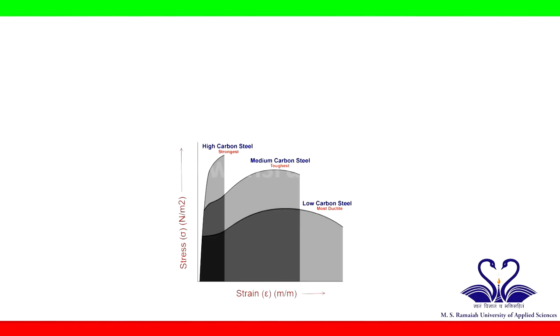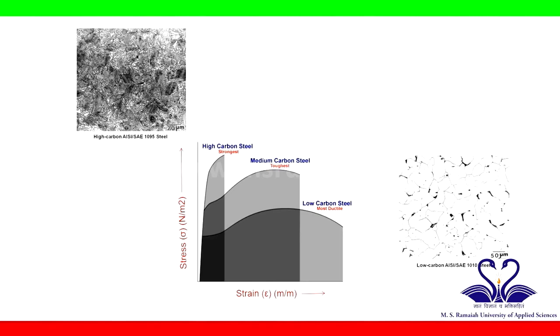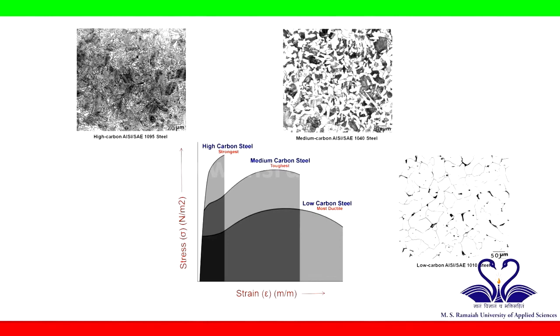The reason for high strength in high carbon steel is due to more amount of cementite and pearlitic phases of microstructure, which can be seen in the image. Low carbon steel is more ductile in nature and has a ferritic phase of microstructure. Medium carbon steel has a mixture of both ferrite and pearlite phases and is the toughest material when compared to low carbon steel and high carbon steel.